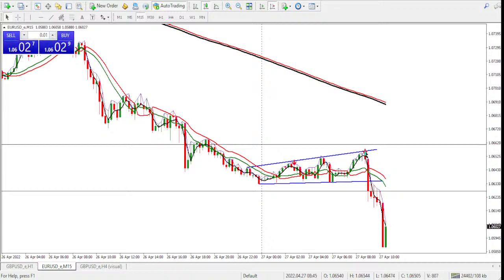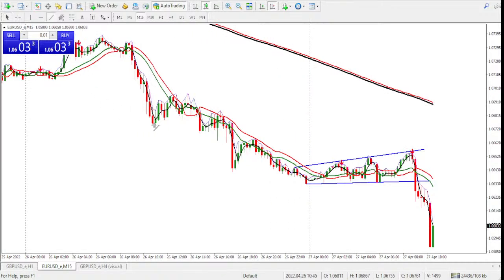So if the stop loss is somewhere here and the entry is here, you take this distance from this point to this point, you can get the number of pips, and then that becomes the take profit. So that is one level. We had that opportunity earlier today.